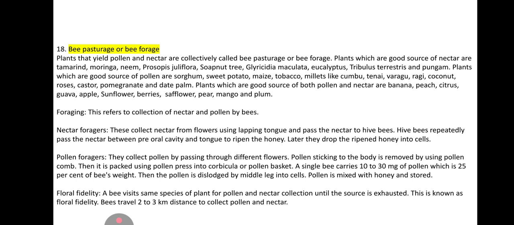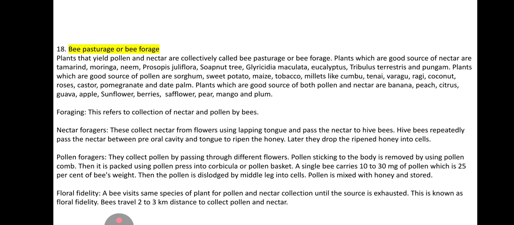Pollen foragers collect pollen by passing through different flowers. Pollen sticking to the body is removed using the pollen comb. Then it is packed using the pollen press into the corbicula or pollen basket. A single bee carries 10 to 30 mg of pollen, which is 25% of the bee's weight. And then the pollen is dislodged by the middle leg into the cell. Pollen is mixed with honey and stored.